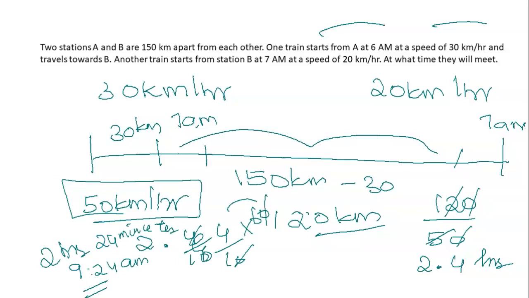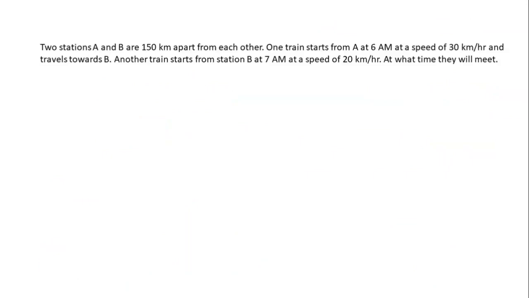Okay, 9:24 a.m. Once again, I'll do it once again. See this. Initially the distance is 150 kilometers. But one train started earlier, so it would cover 30 kilometers. So the remaining distance is only 120 kilometers.